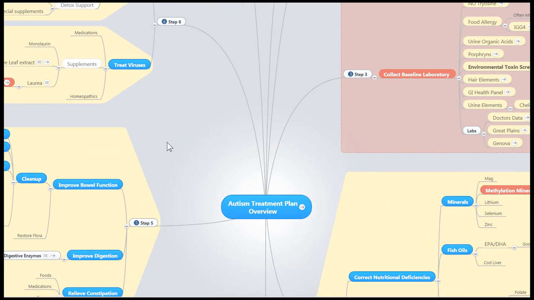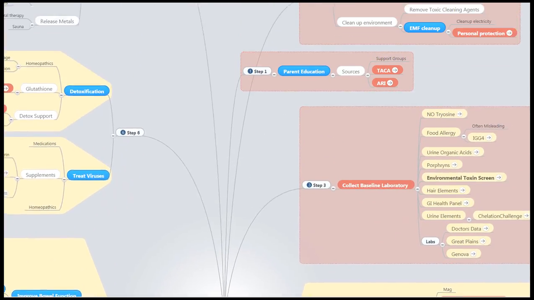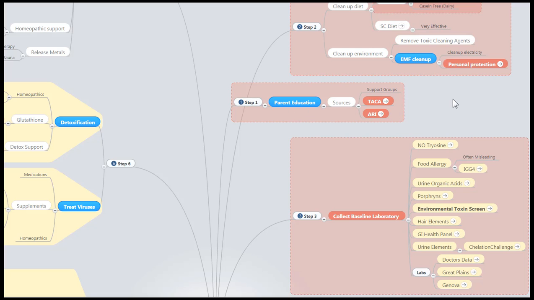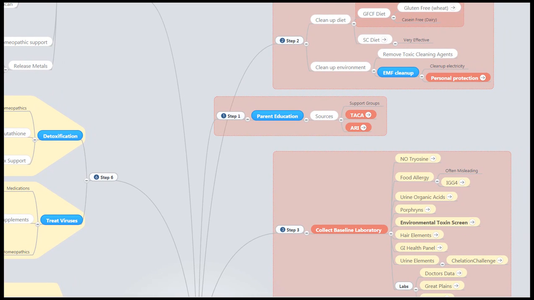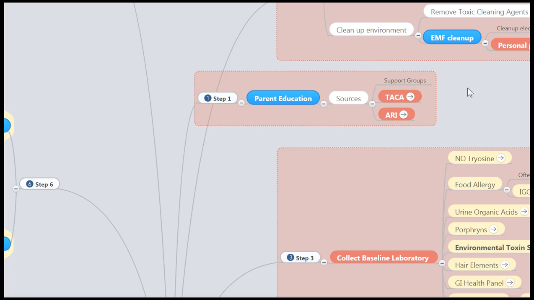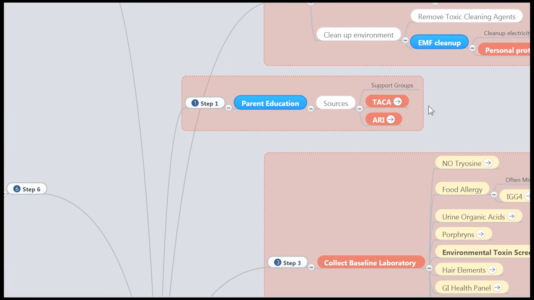So let's zoom in a little bit. The first step is to get educated. If you've got a newly diagnosed child, you need lots of information and lots of support. You can usually find a local support group.